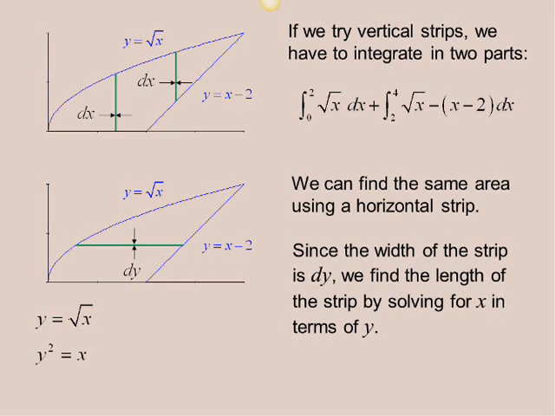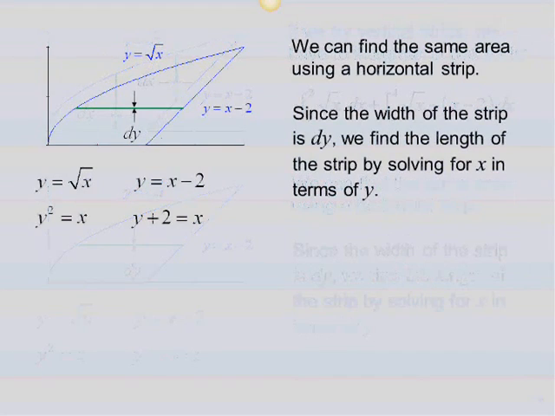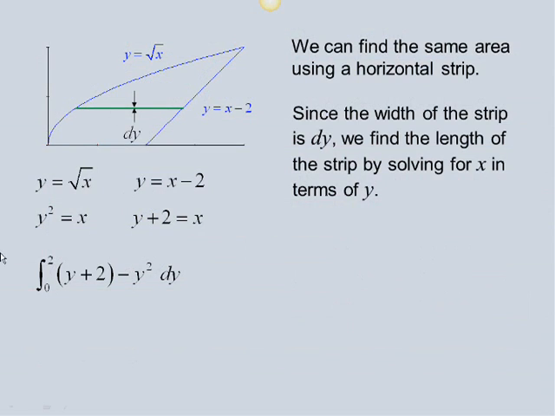So y equaling the square root of x is also the same as y squared equaling x, if I just solve it for x. And y equaling x minus 2 is the same as y plus 2 equaling x. So I can change everything around and integrate from 0 to 2 of my top minus my bottom. So that's why it's y plus 2 minus y squared dy.